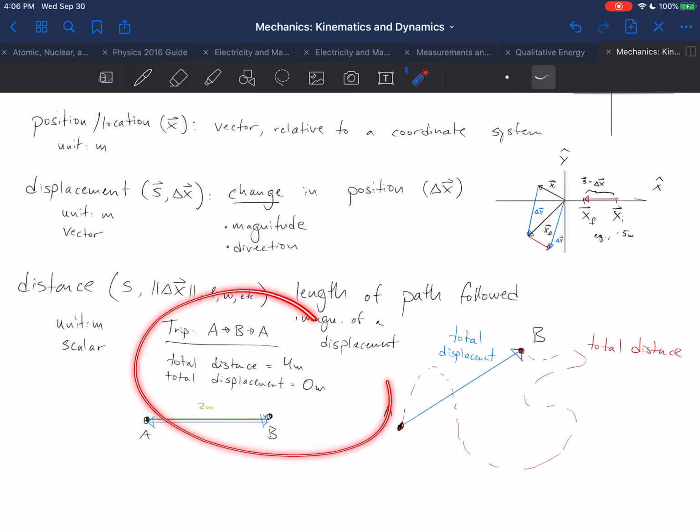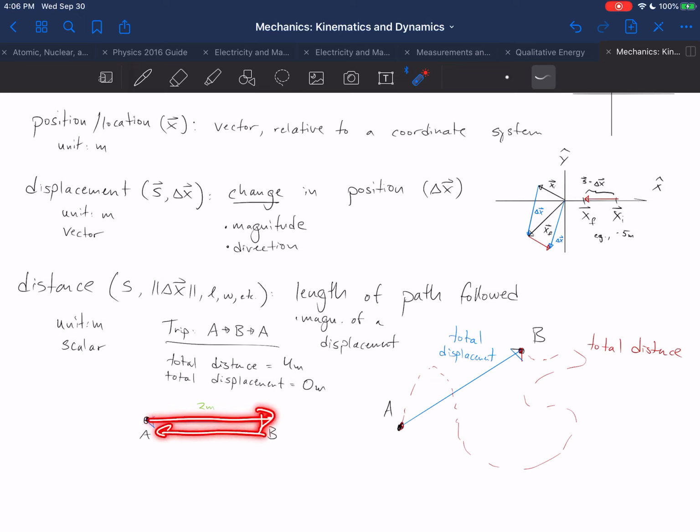So consider trip A to B to A. So here's point A, here's point B, here's point A, and imagine you took a trip from A to B and then back again. And the distance between them was 2 meters. Then the total distance traveled on your journey is 4 meters. But the total displacement, or the change in the position over the whole journey, was 0 meters.